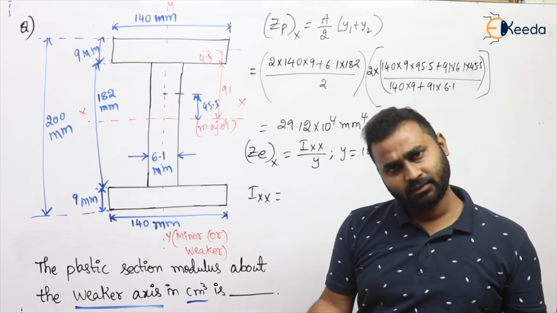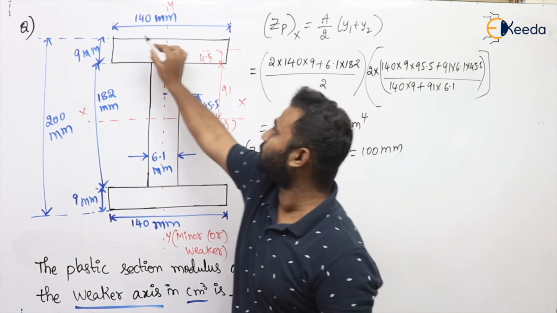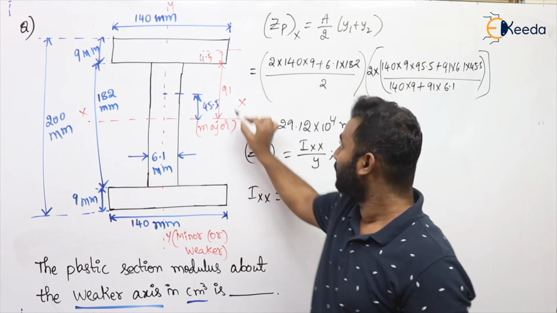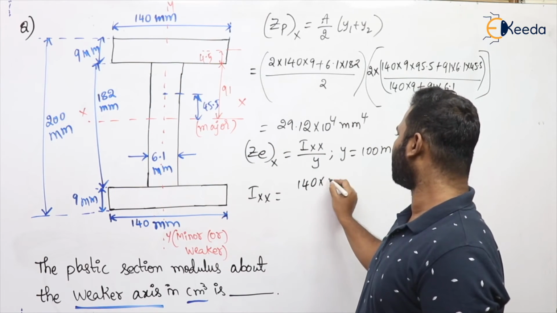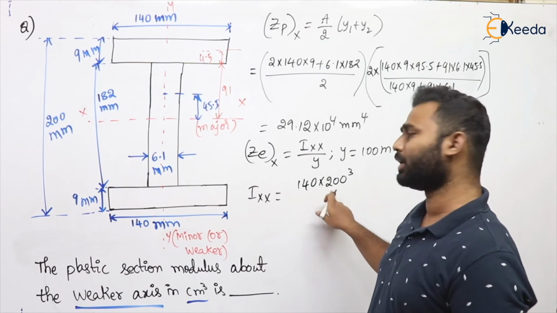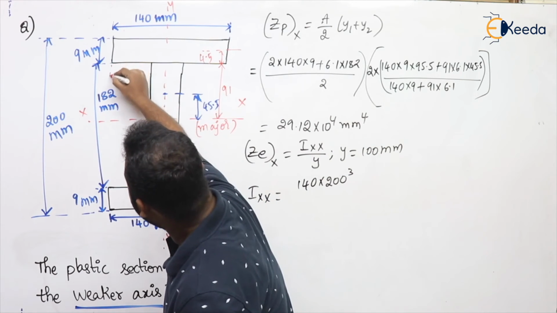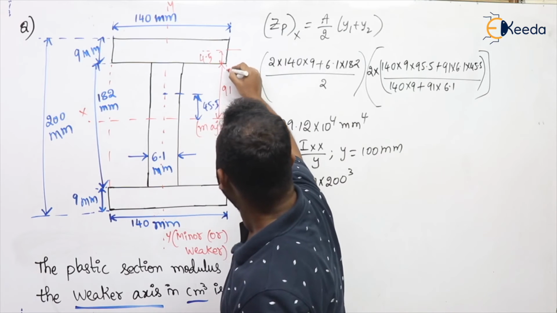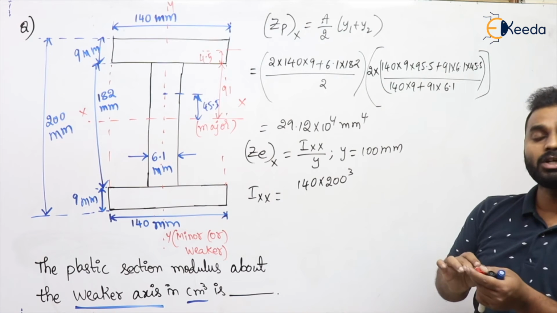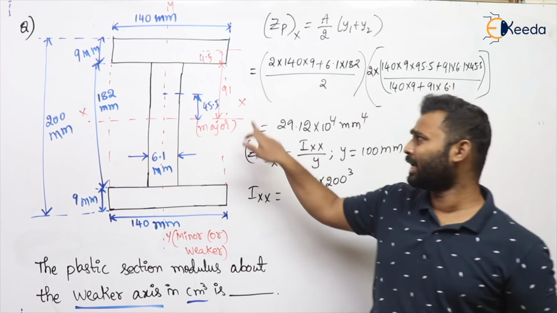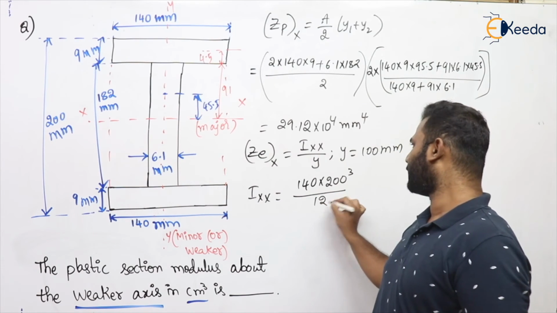Now to calculate IXX, for calculation of IXX, again we use the strength of materials concept or engineering mechanics concept. So what is that concept? First we consider this total as a rectangle. So what is the dimension of the total rectangle? 140 into 200 whole cube. So 140 into 200 is the total rectangle. Let me show with the shaded region. So this total. So what is the moment of inertia of that rectangle about XX? 140 into 200 cube by 12. This is the moment of inertia of the total rectangle.